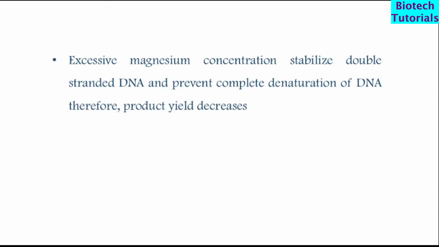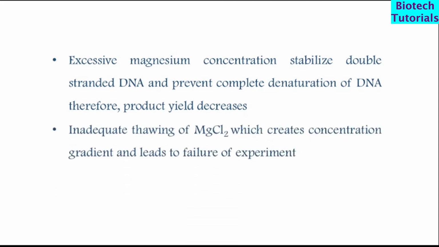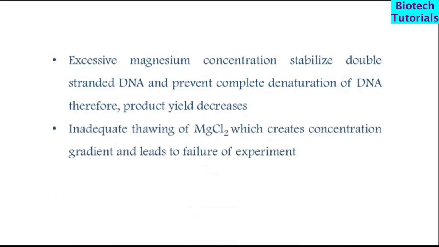Excessive magnesium concentration stabilizes double-stranded DNA and prevents complete denaturation of DNA. Therefore, product yield decreases. Inadequate thawing of magnesium chloride creates a concentration gradient within the magnesium chloride and leads to failure of the experiment.